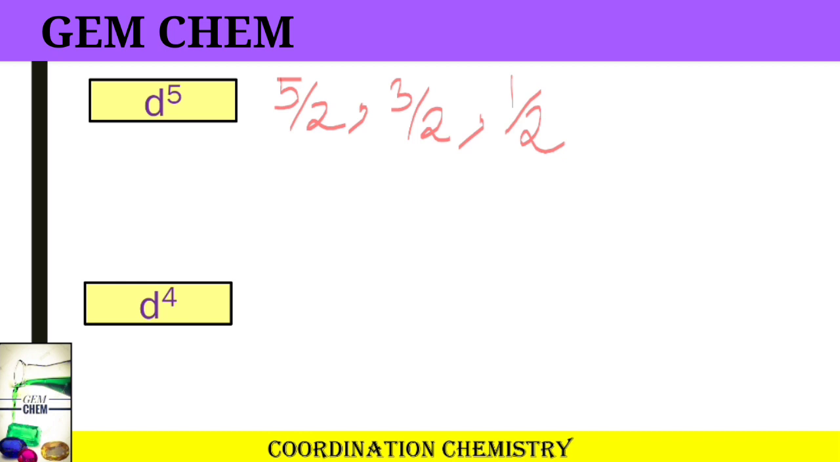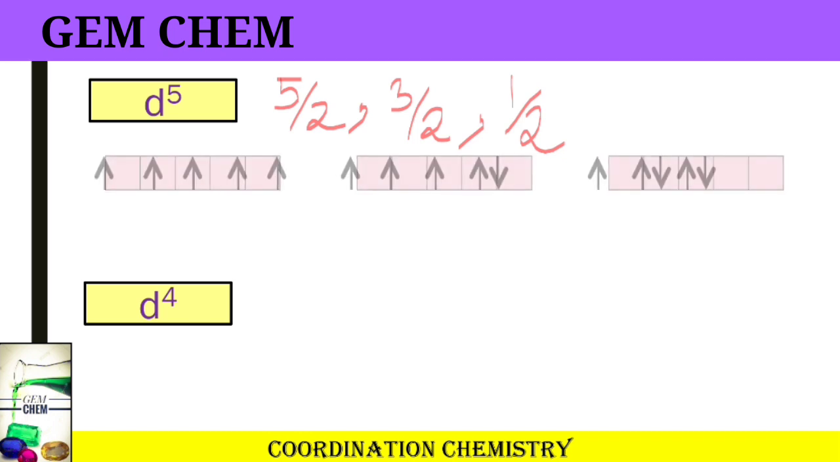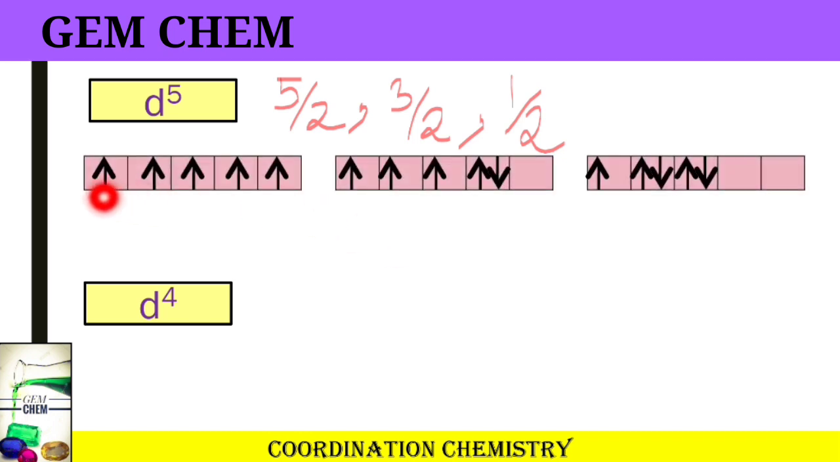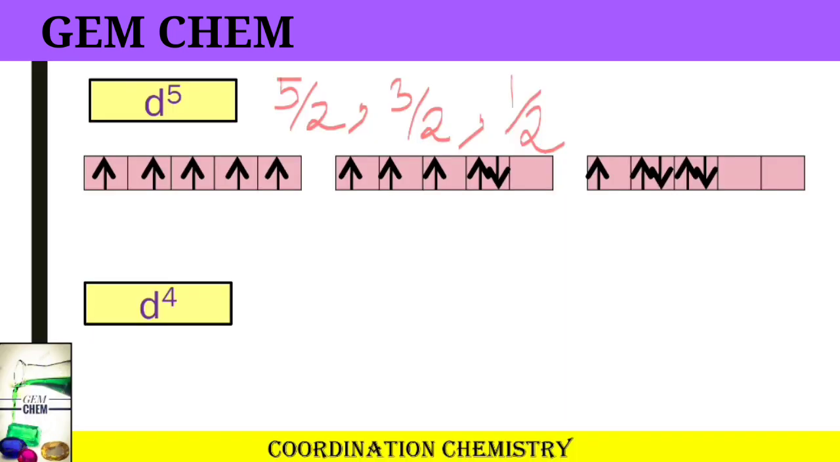If you try to check it with the electronic configuration, try out for this one. Here you can see half plus half plus half plus half plus half. There are 5 unpaired electrons, so it will be 5 by 2. Similarly for this one, 1, 2, 3, 4. So 4 unpaired electrons in the up spin. So 4 into 1 by 2 is 2, minus half, you will get 3 by 2. Similarly here, because half minus half is 0, for these two we are having 0, and for this one we are having half.